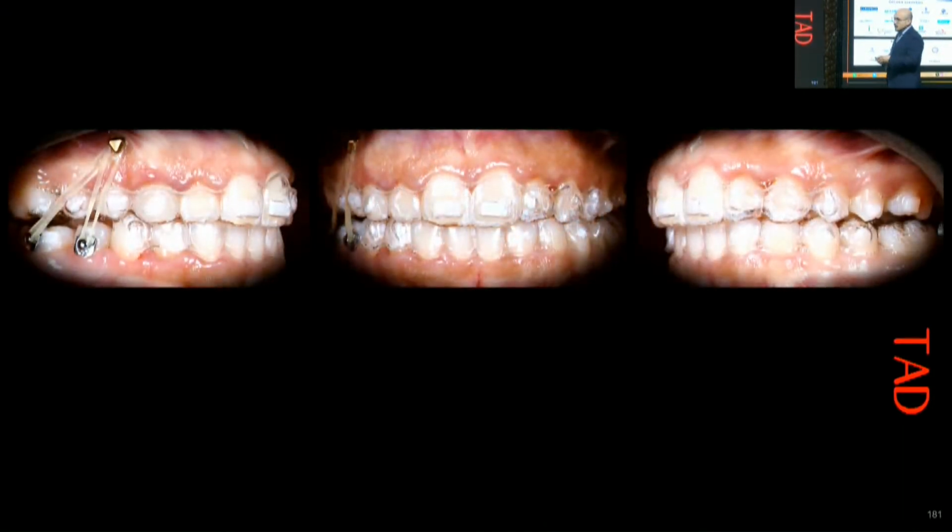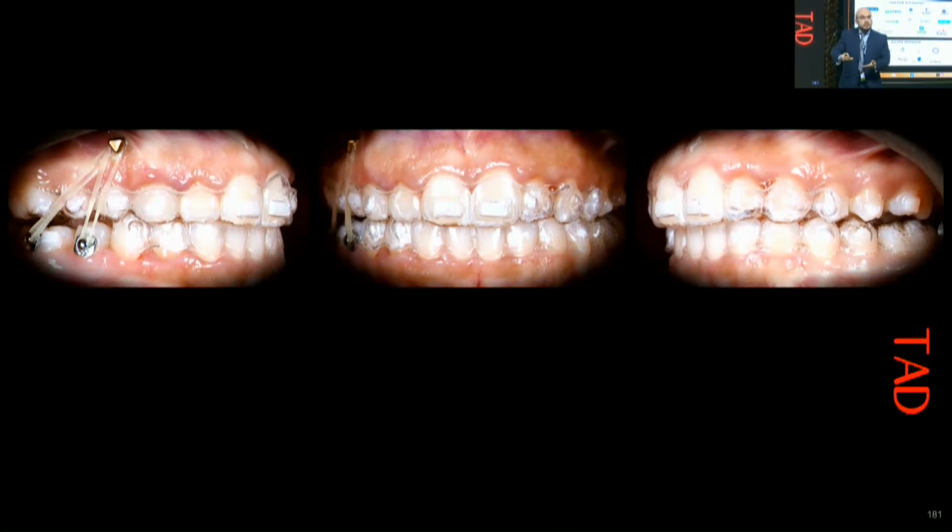Now here, when I finished this case, again I want to encourage extrusion in the upper left side and encourage extrusion in the lower right side, right? Because I want to tip her occlusal plane. So here I used the TAD, and I cut the aligner at the premolar level.